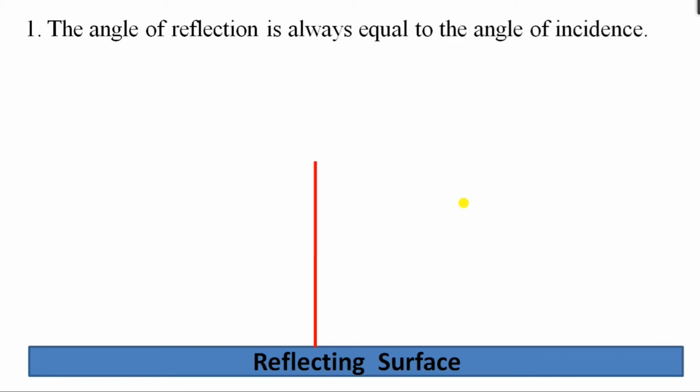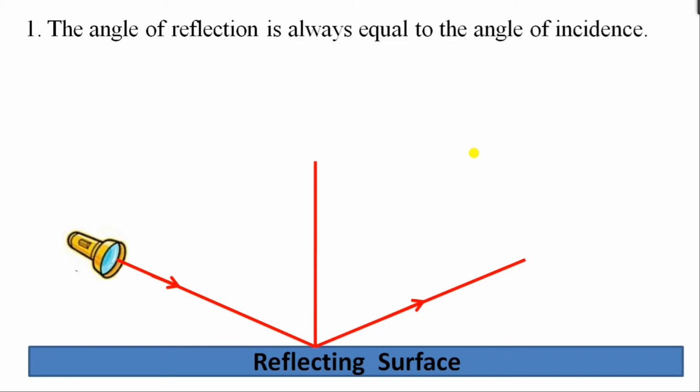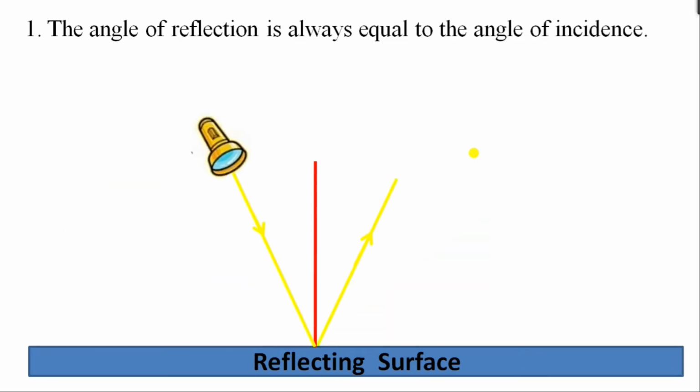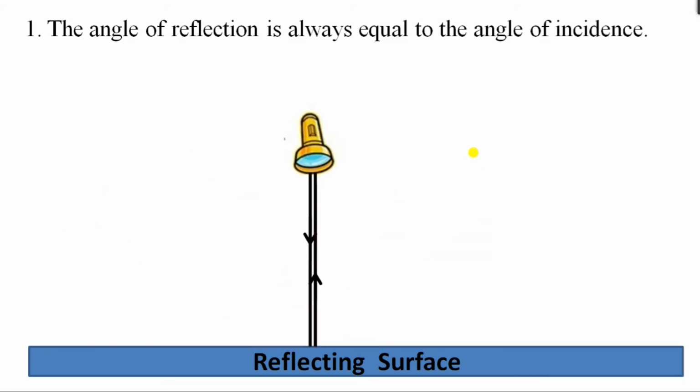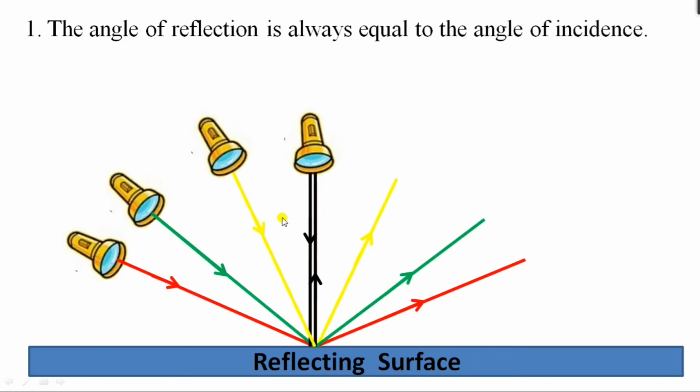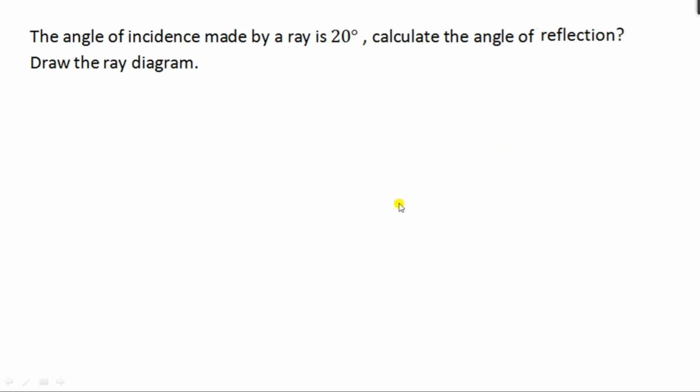Now let's see how the angle of reflection changes with change in angle of incidence. Now you can see, if you decrease the angle of incidence, angle of reflection also decreases. Now for different angle of incidence, we have different angle of reflection, and angle of incidence is always equal to angle of reflection. Now let's solve one question on laws of reflection.